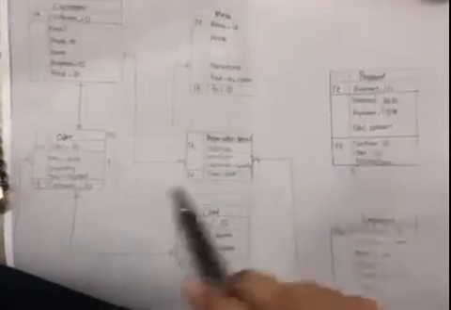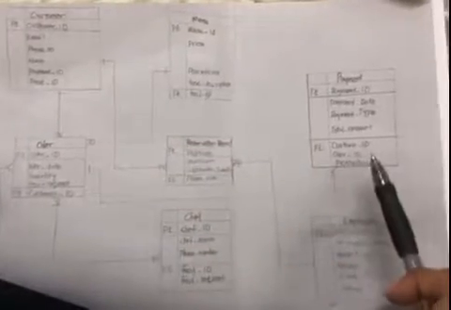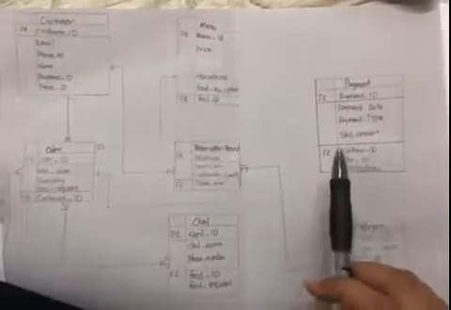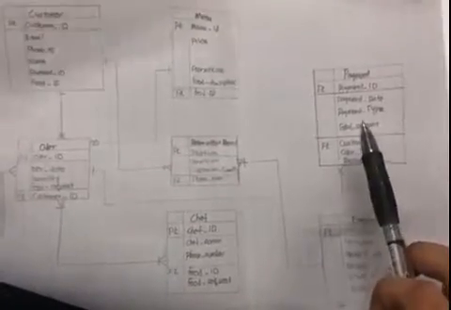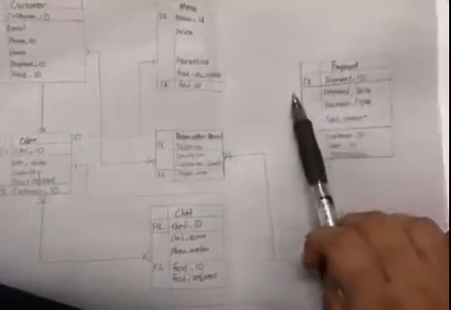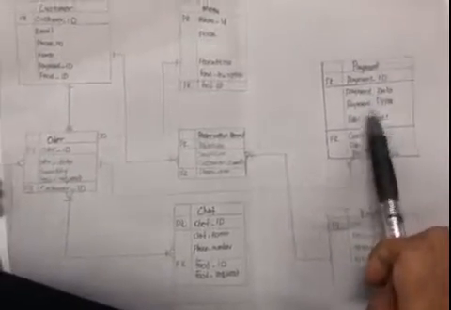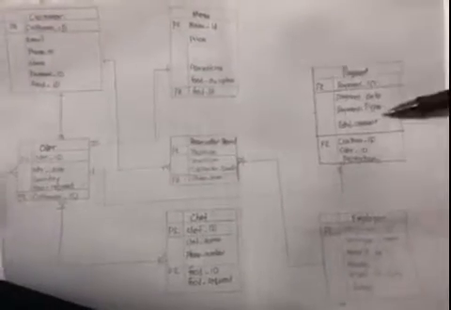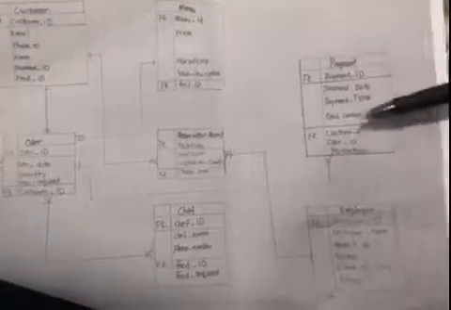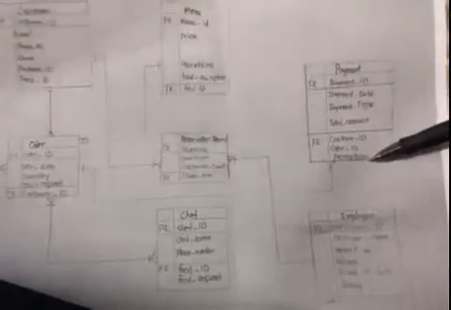Next is order and payment. One order can make one payment. For the payment, the primary key is payment ID, payment date, payment type and total amount. For payment, we do have foreign keys. The foreign keys are customer ID, order ID and promotions.